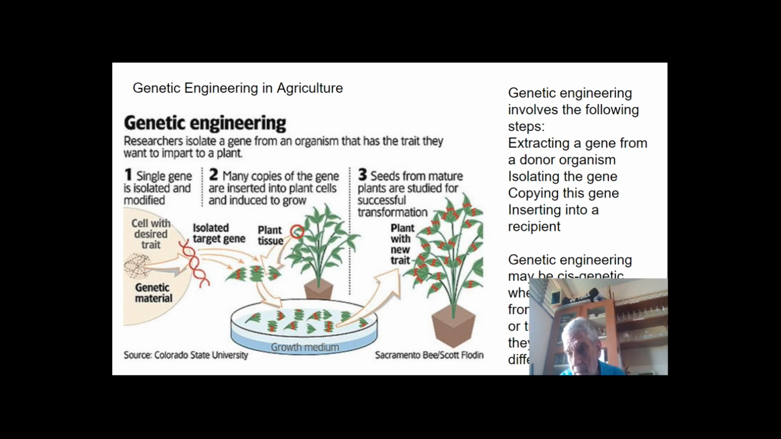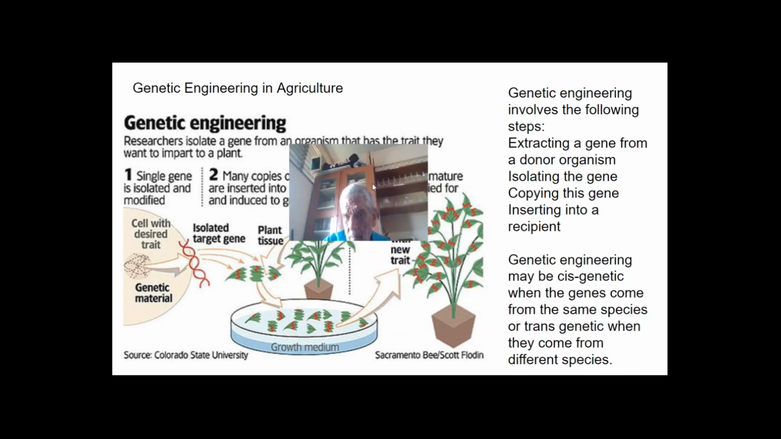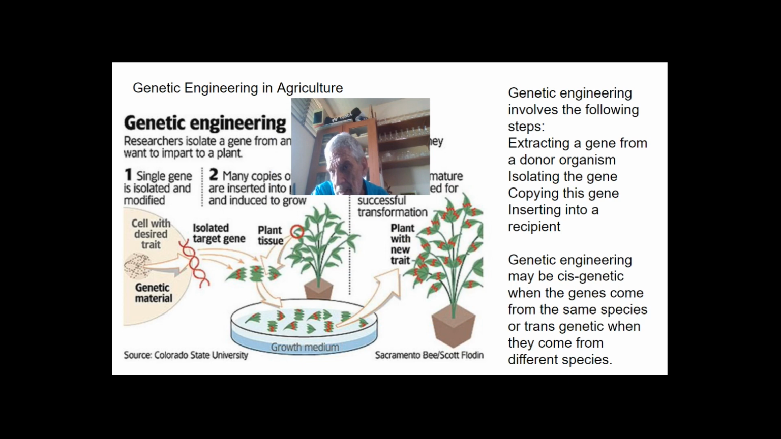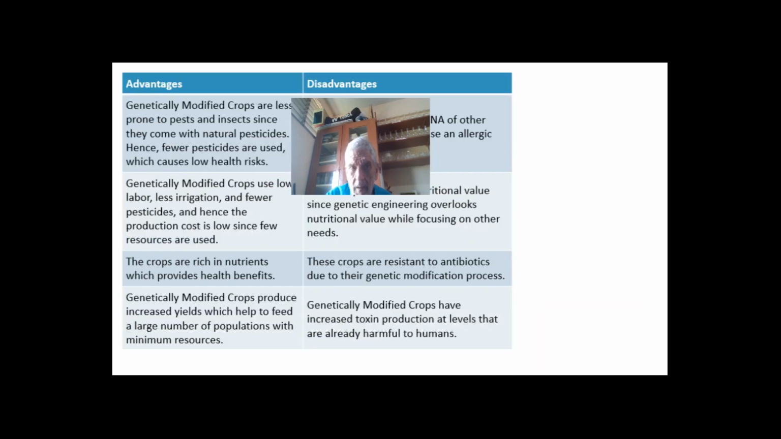So I put the steps here. You extract a gene from a donor organism. You isolate the gene. You copy the gene. And then you insert it into a recipient. For ESS, that basically is all you need to say. I went on to say that genetic engineering may be cisgenetic when the genes come from the same species, or transgenetic when it comes from a different species.